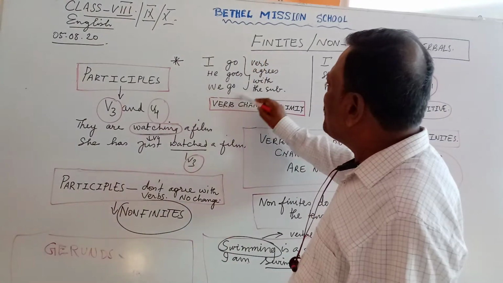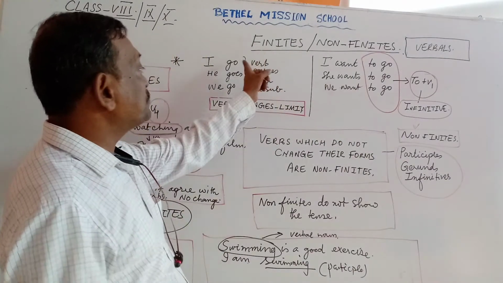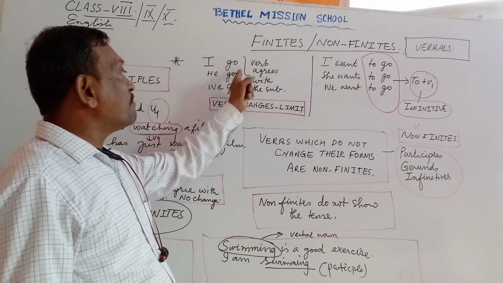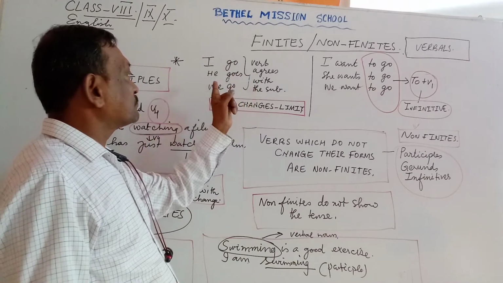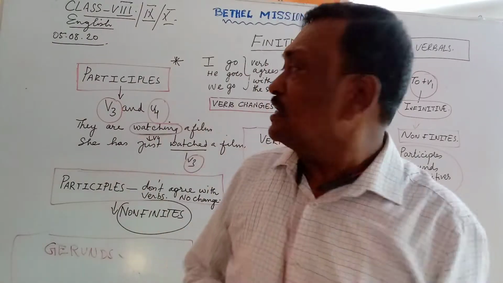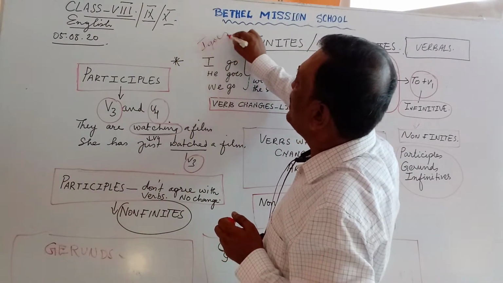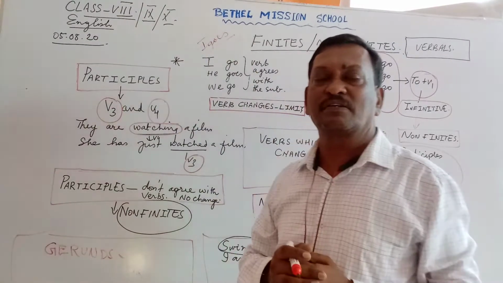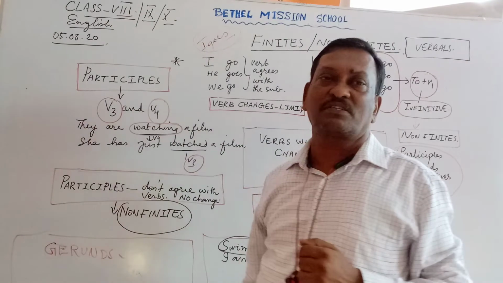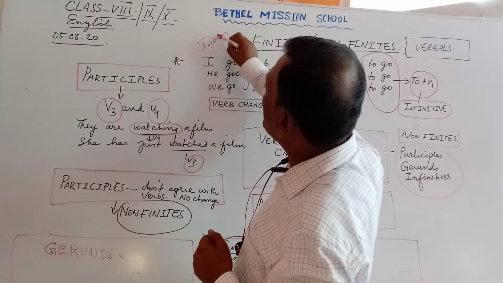Can you find any difference here? With I, it is go. With he, it is not go, but goes. And with we, again, it is go. Supposing I say I goes, let me make a sentence like this. Do you think the sentence will be okay? Definitely not. It's not correct because the verb does not agree with the subject.